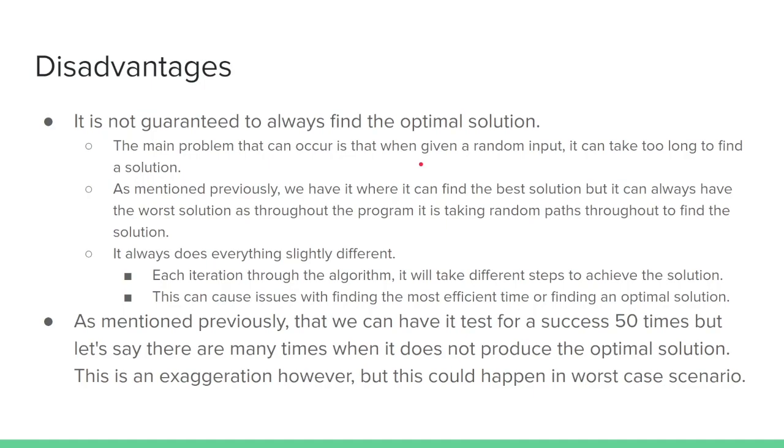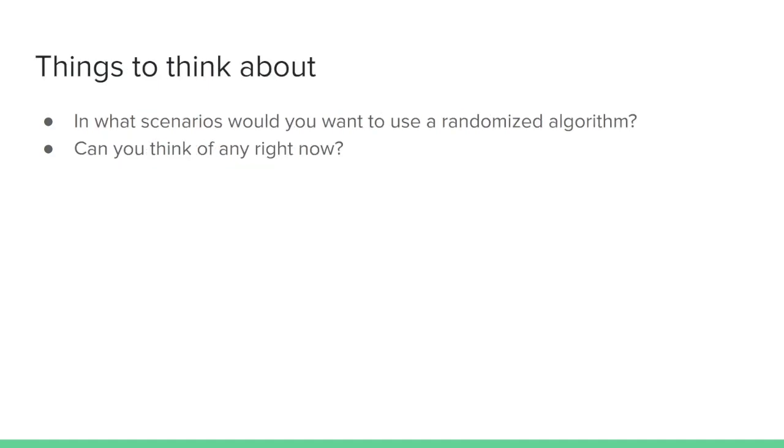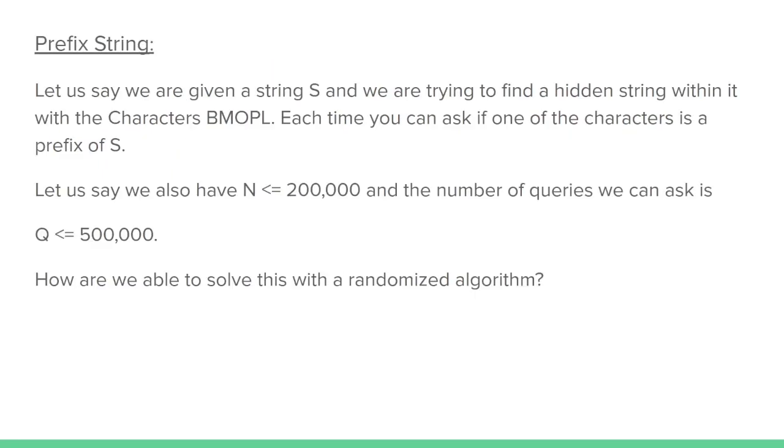They're pretty simple to understand, and it's really not that hard. So some things to think about: what scenarios would you want to use a randomized algorithm? Can you think of any right now? If you can, go ahead and think about them for a couple seconds. If not, we'll go ahead and go into the next portion of it.